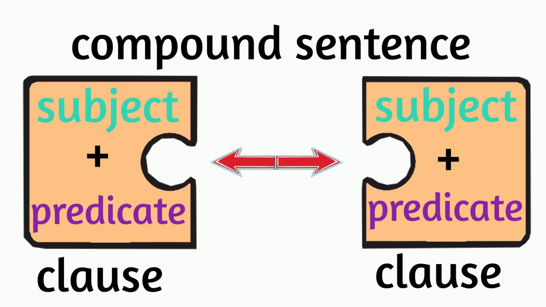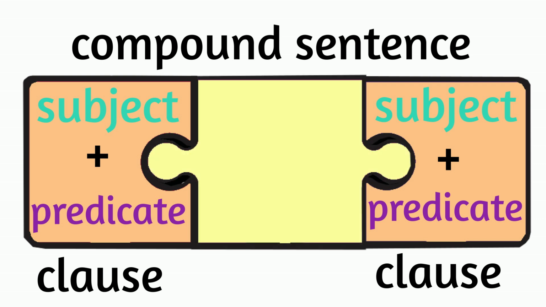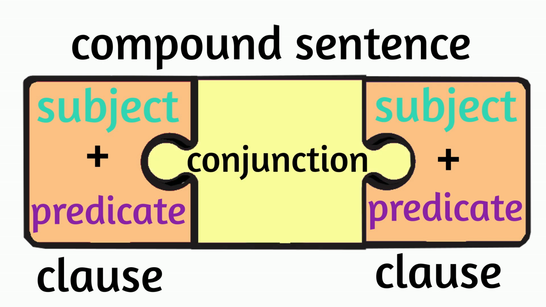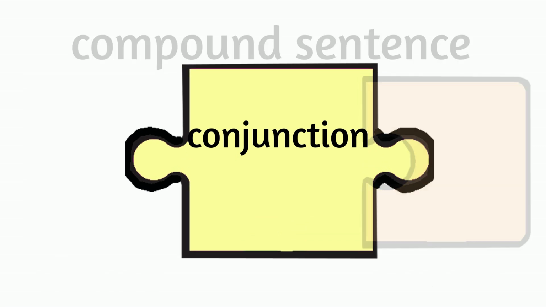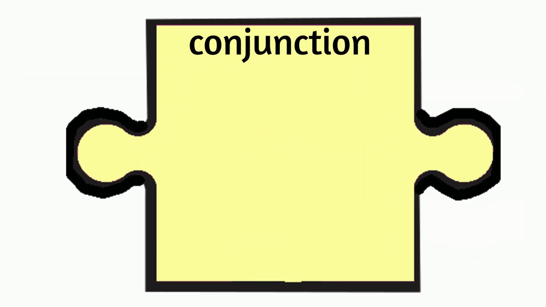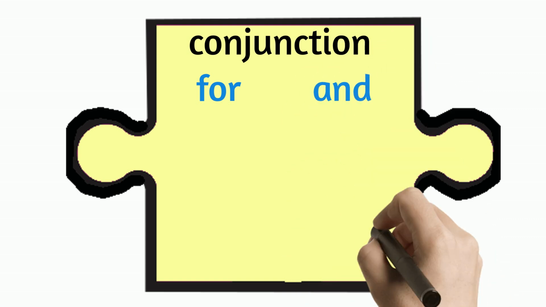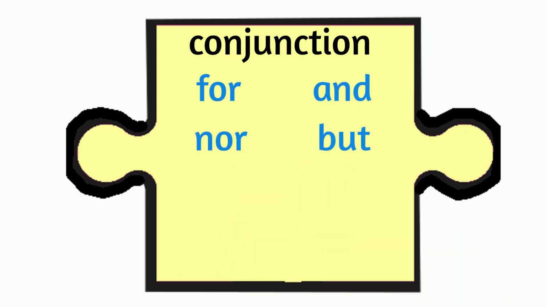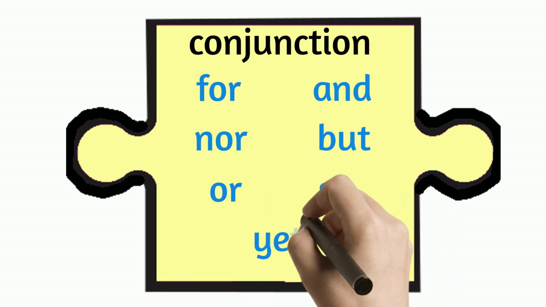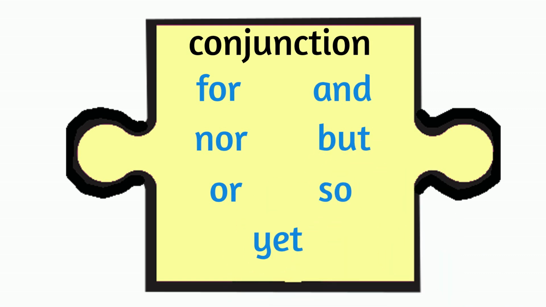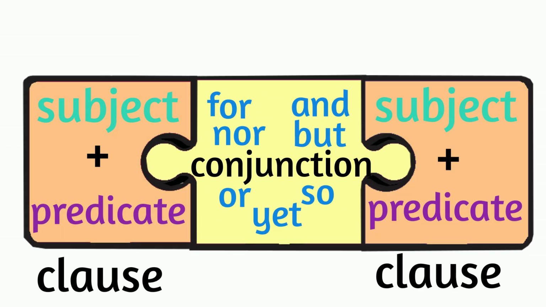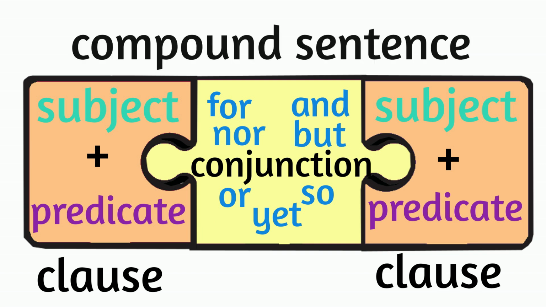But my two pieces don't join together naturally. They need a special piece to join them together, and this special piece is called a conjunction. A conjunction is a word that joins two clauses together. They include words such as for, and, nor, but, or, so, and yet. Conjunctions are a necessary piece of the puzzle to join two clauses, and this is how we create a compound sentence.